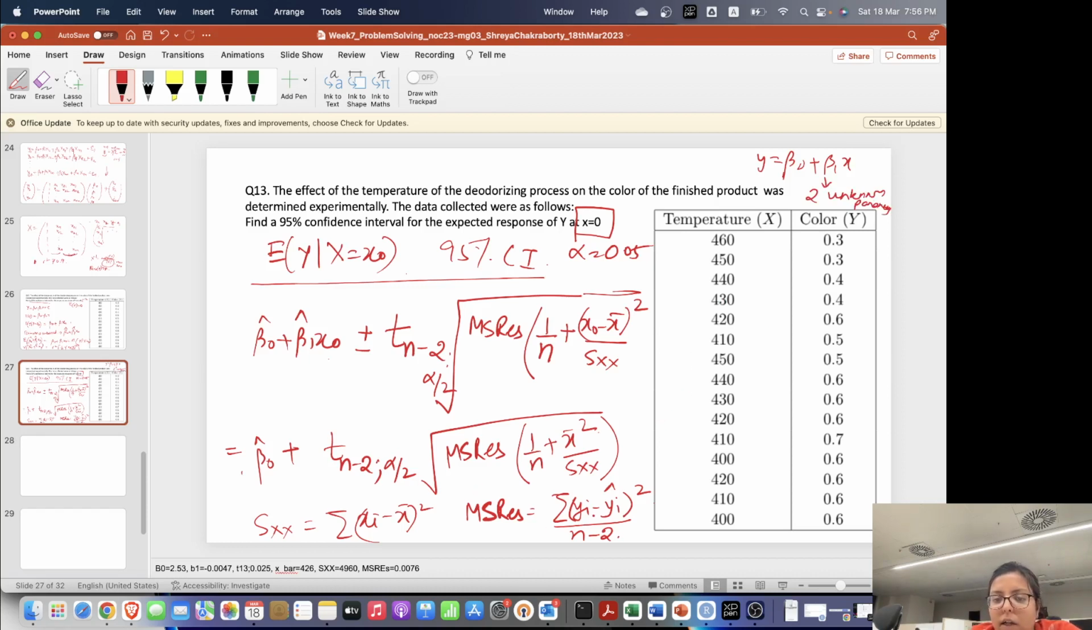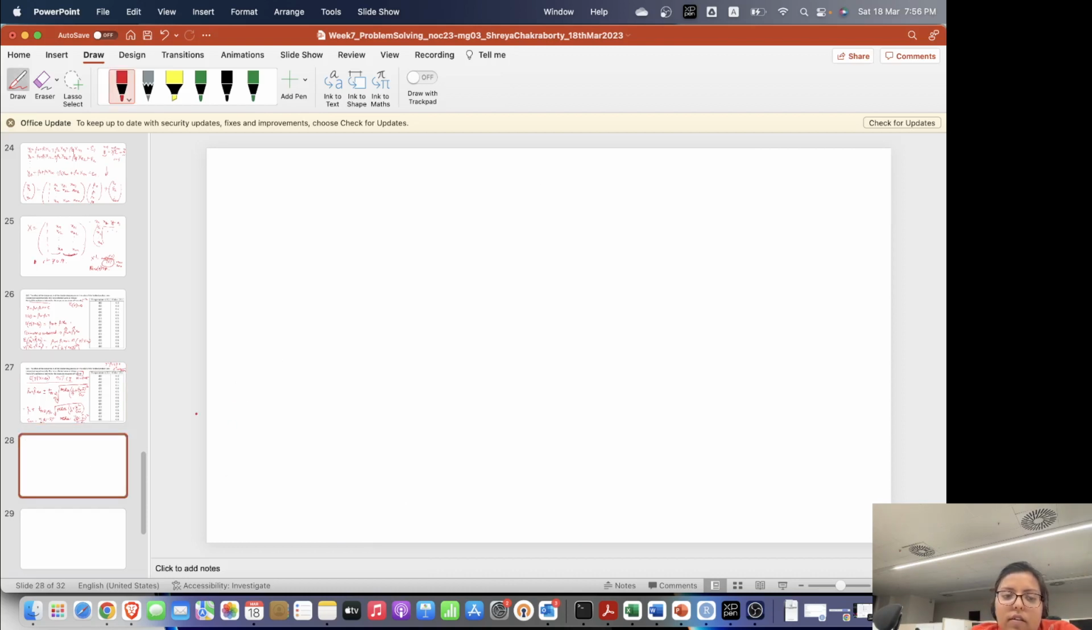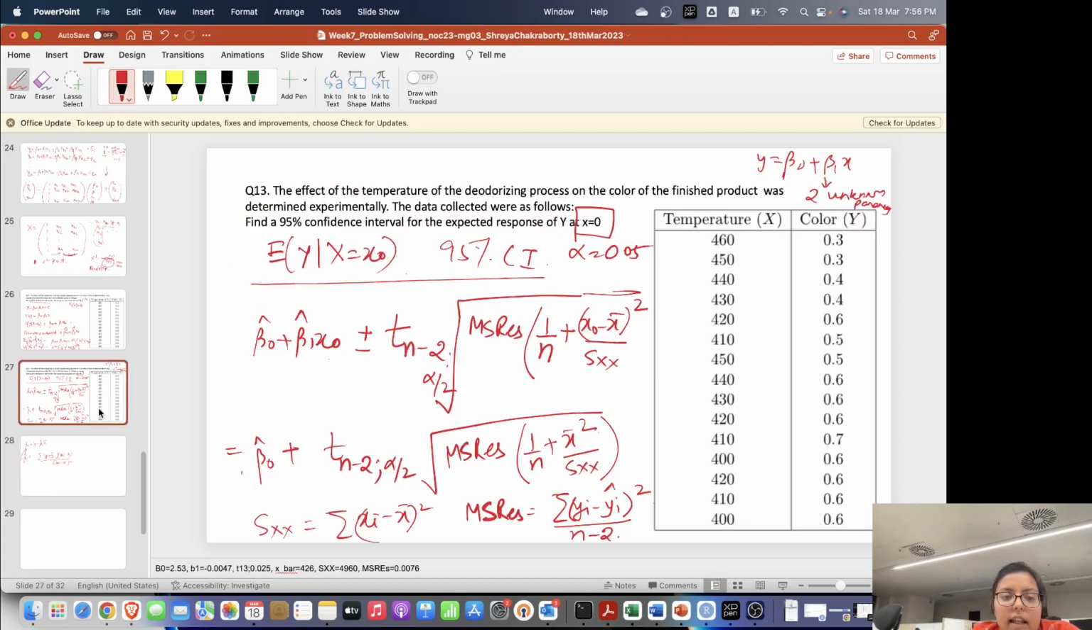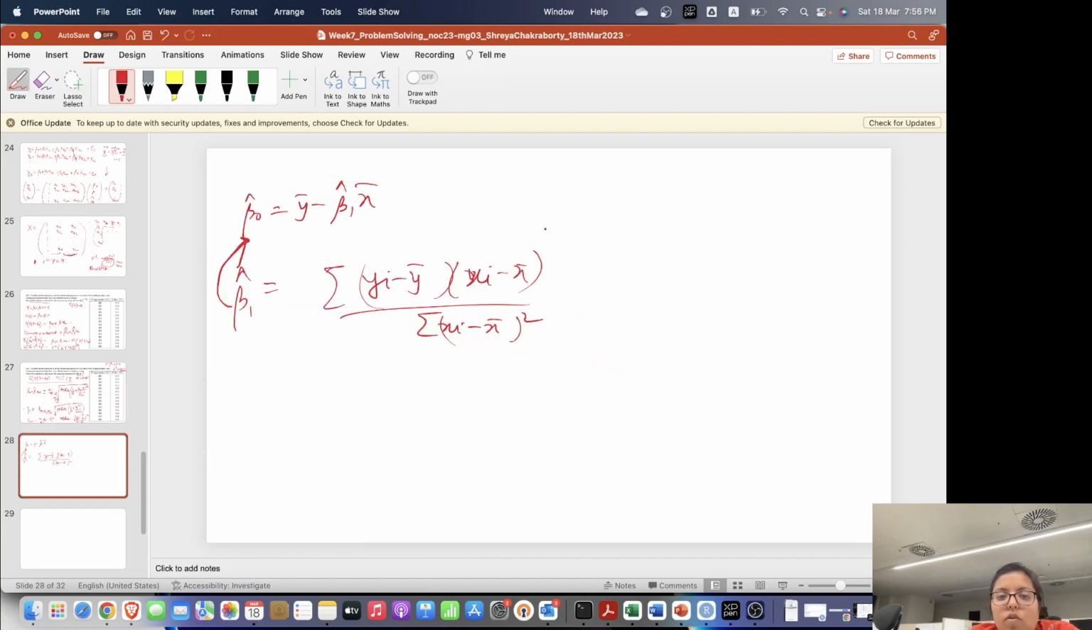So from here we have to calculate, like I said, beta naught hat is y bar minus beta 1 hat x bar. Beta 1 hat is summation yi minus y bar times xi minus x bar, divided by summation xi minus x bar whole square. Once we get beta 1 hat, we'll plug this value here, we'll get beta naught hat, and then we need t n minus 2. So from the t table we'll take n minus 2.